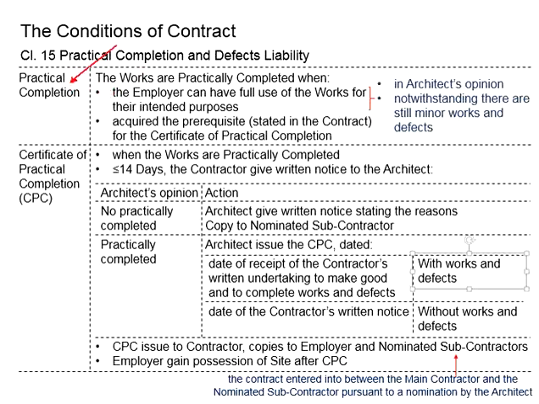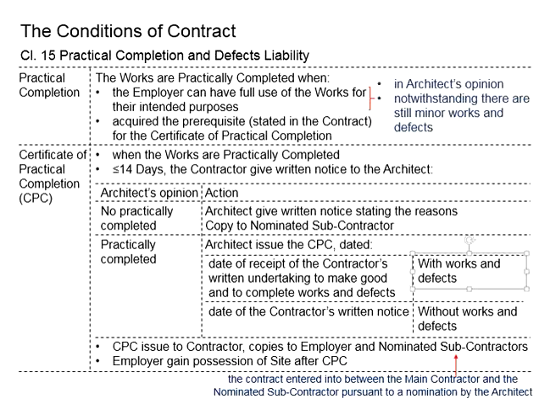First, what is practical completion? The works are considered practically complete when the employer can have full use of the work for their intended purpose. As the term practically complete implies, the building structures as delivered by the contractor will need to function properly as per the intended purpose. The architect will need to determine whether the structure is practically completed.